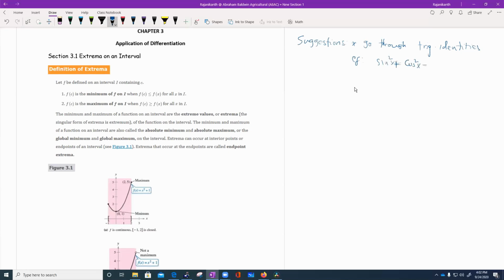So secant squared minus tangent squared is always 1. Cosecant squared x minus cotangent squared x is always 1. Then you learn the half angle, double angle formulas, right? Sine 2x is nothing but 2 sine x times cosine x. Do you remember those things?